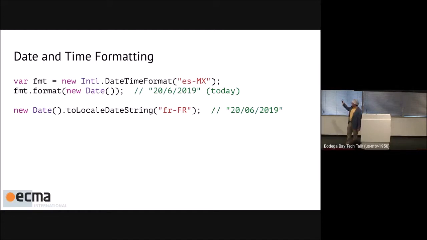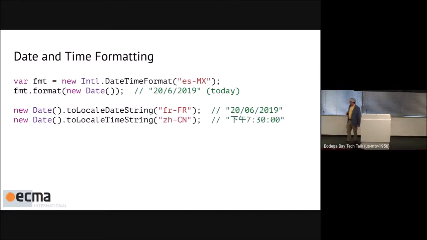In this case, the format is slightly different. You actually have 2 digits for the month and not just 1 digit. Here's zh-CN, that's Chinese, China.